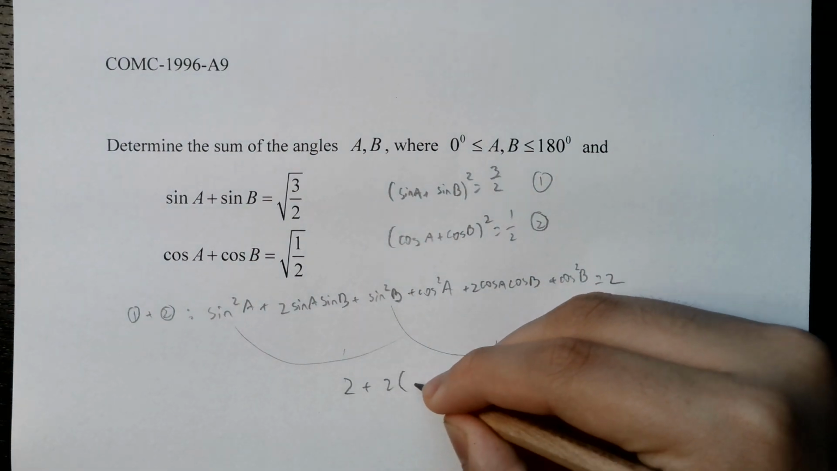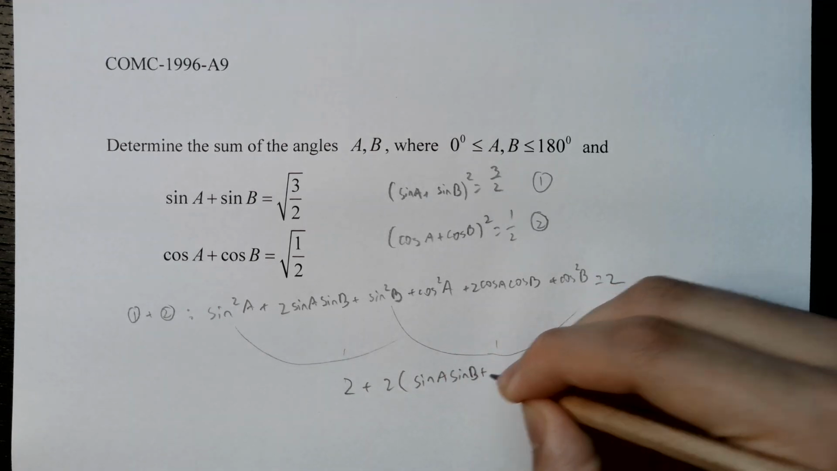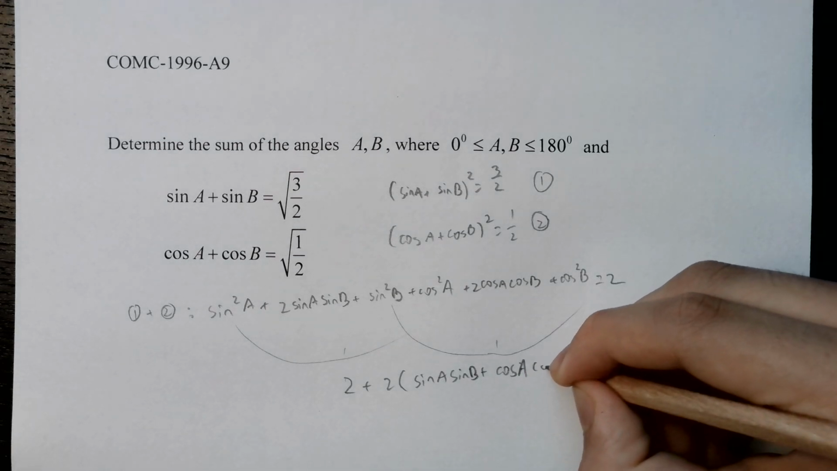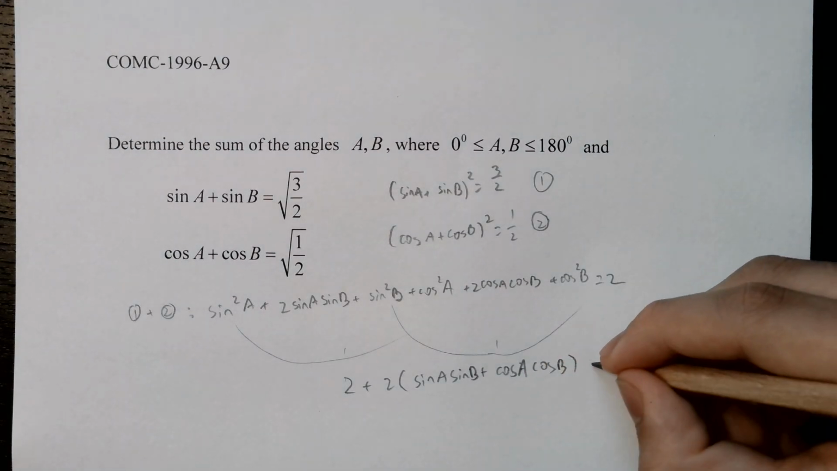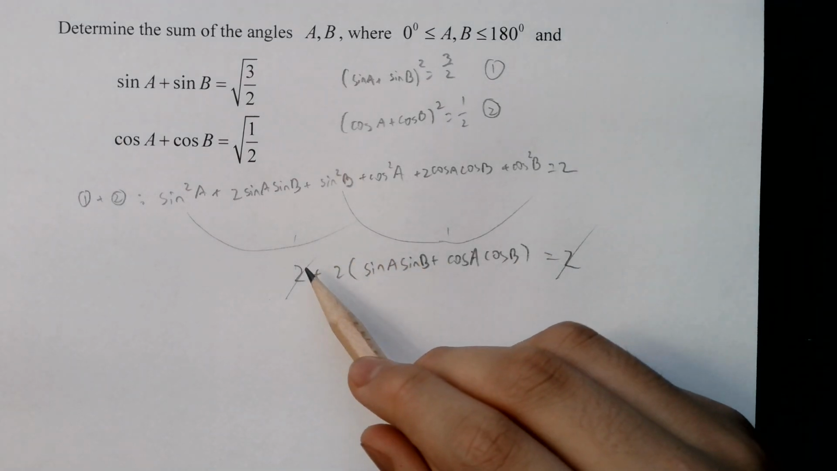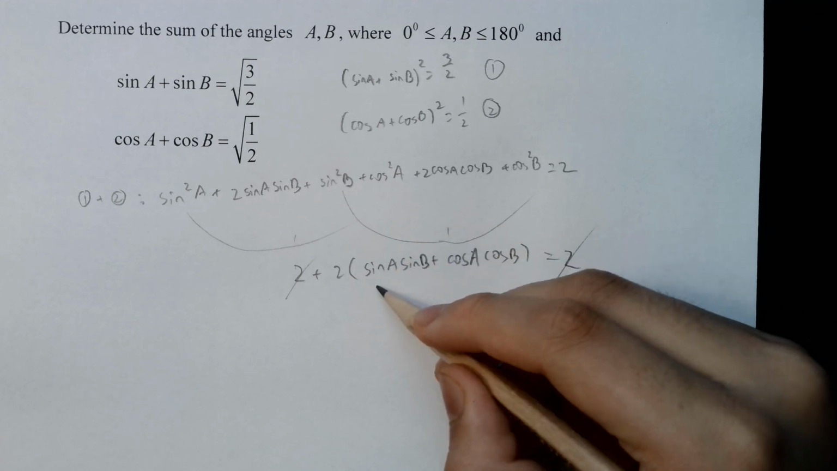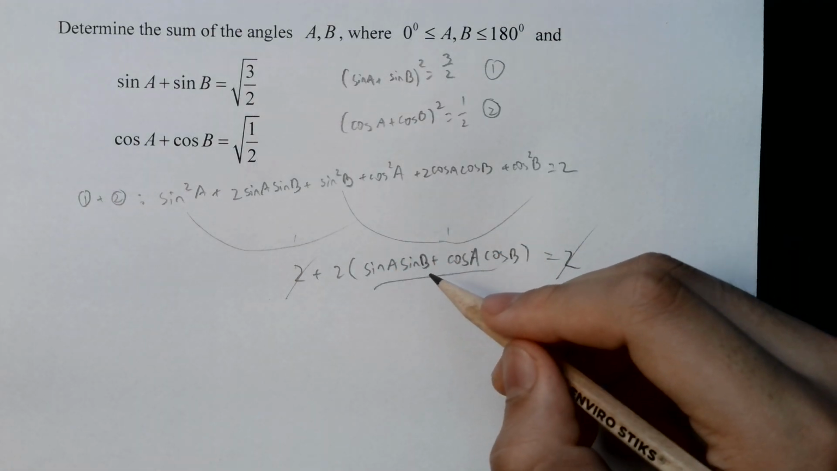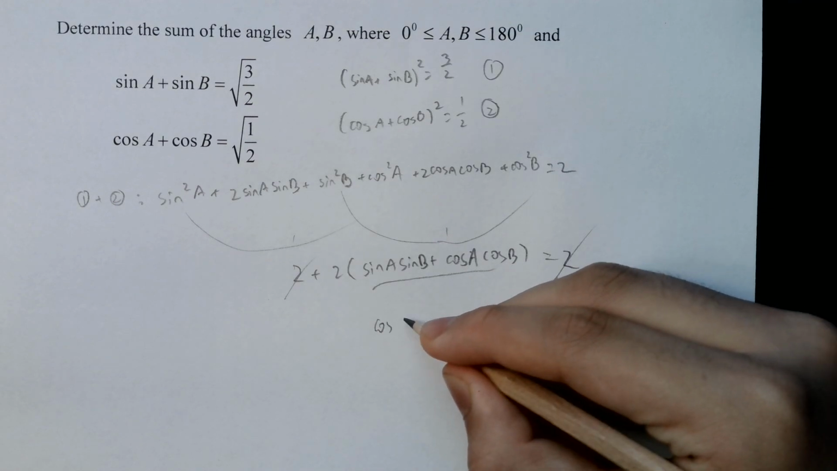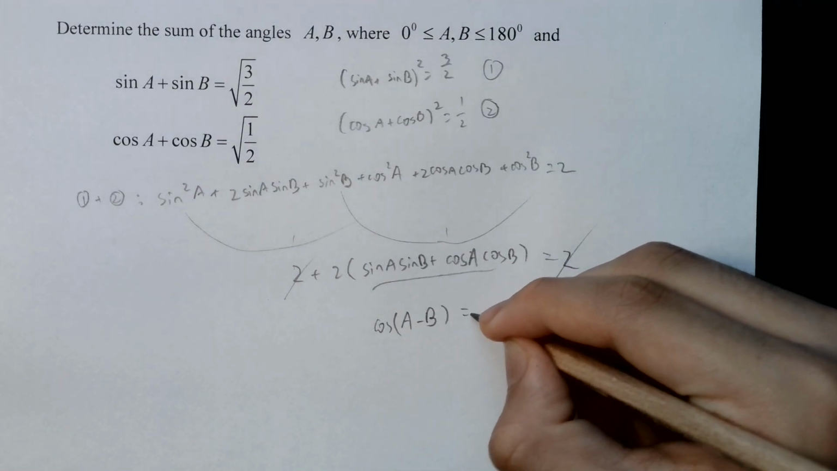times, we're going to group these together, sine A sine B plus cosine A cosine B, and this is going to be equal to 2. Now we can cancel out 2 on both sides because we both got them, so we move 2 over here, and now we're left with 0 on each side. This means that if you look inside here in the middle, this is actually just equal to cosine of A minus B as a whole. And so cosine of A minus B is going to be equal to 0.